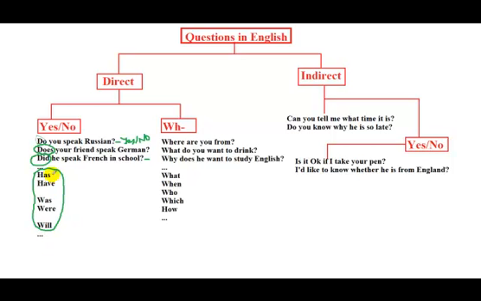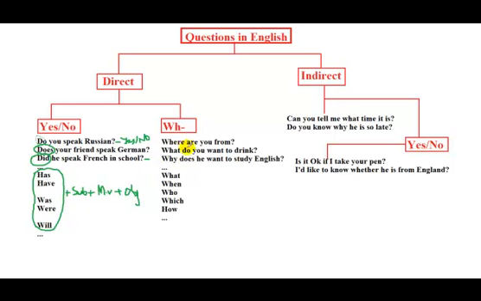So the structure is very simple. We have the auxiliary verb, plus the subject of the sentence or the question, then the main verb, and the object. This is very easy to remember: auxiliary, subject, main verb, and the object. So, do you speak Russian? Do is an auxiliary, you is the subject, speak is the main verb, and Russian is the object. So I hope you understand it.